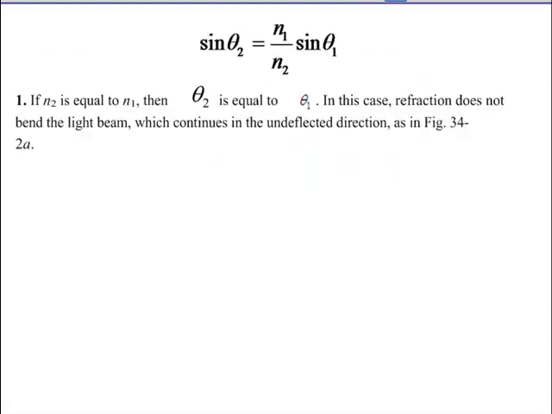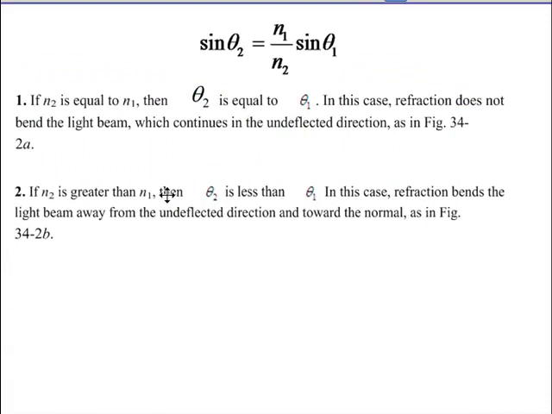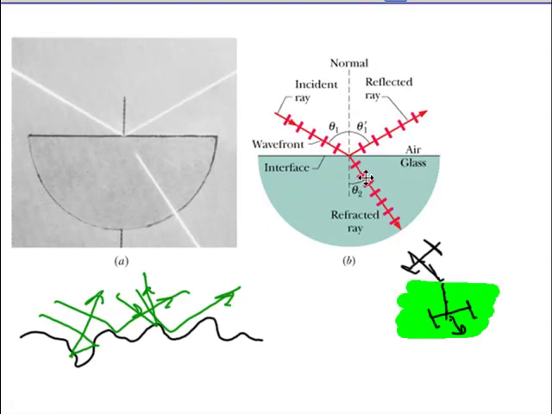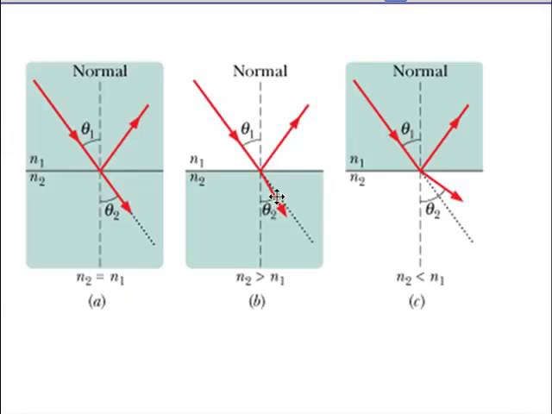Now how about if n2 is greater? Alright, if n2 is greater than n1, that means this n2 on the bottom is going to be bigger. This fraction will be less than 1, so the sine of theta 2 will be less than the sine of theta 1, so theta 2 is going to be less than theta 1. The angle is always measured relative to the normal, so if theta 2 is smaller, then we bend towards the normal, as is illustrated right here. Light comes in, it bends towards the normal, theta 2 is smaller than theta 1. That happens when n2 is greater than n1.